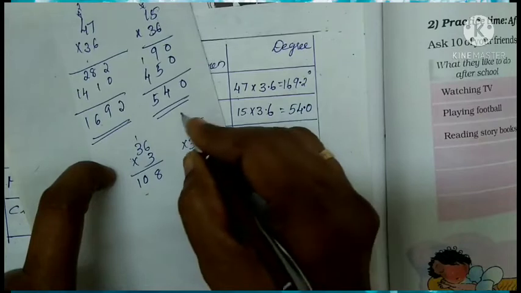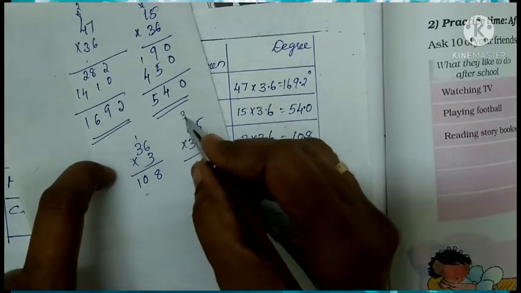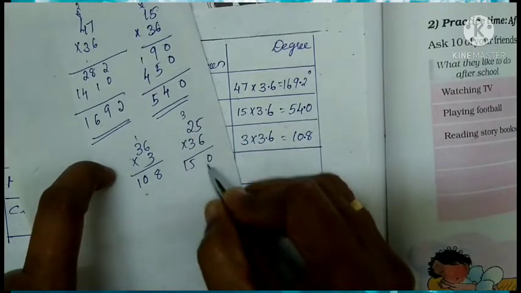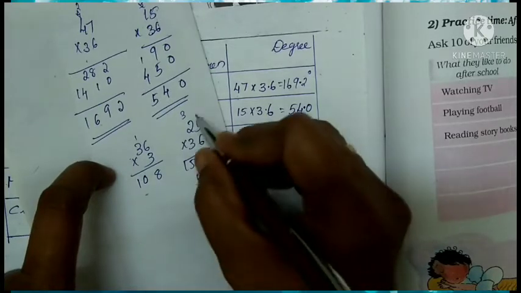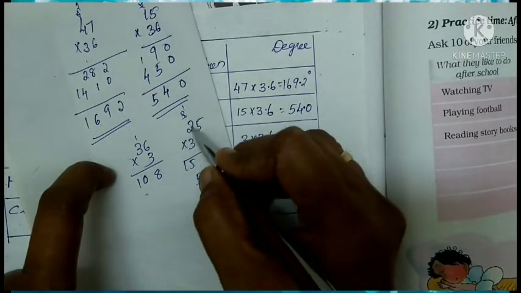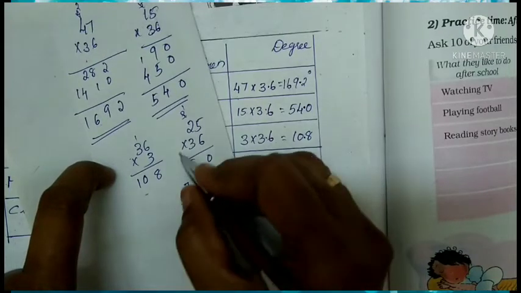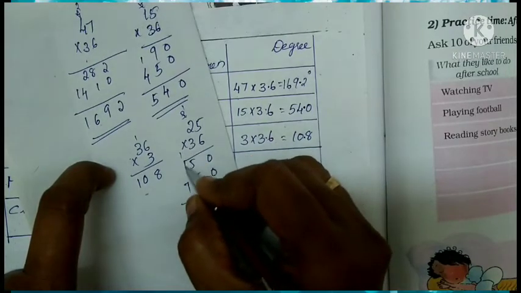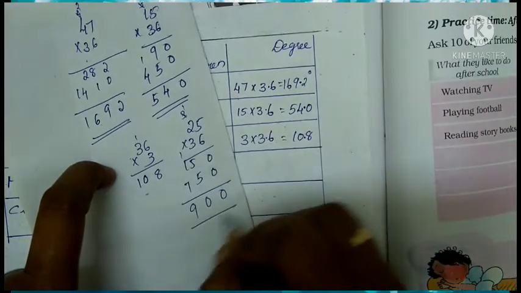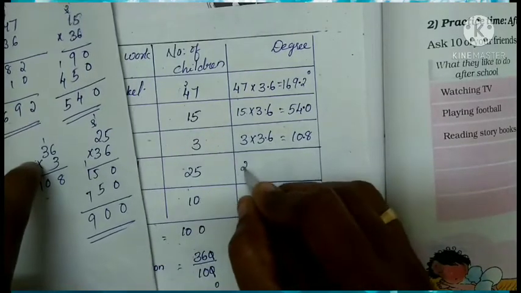6 5s are 30, 3 balance. 2 6s are 12 plus 3, 15. Second is 0. 5 3s are 15, balance 1. 2 3s are 6 plus 1, 7. 0. 5 plus 5, 10, balance 1. 2. 2 plus 7, 9. So 900.